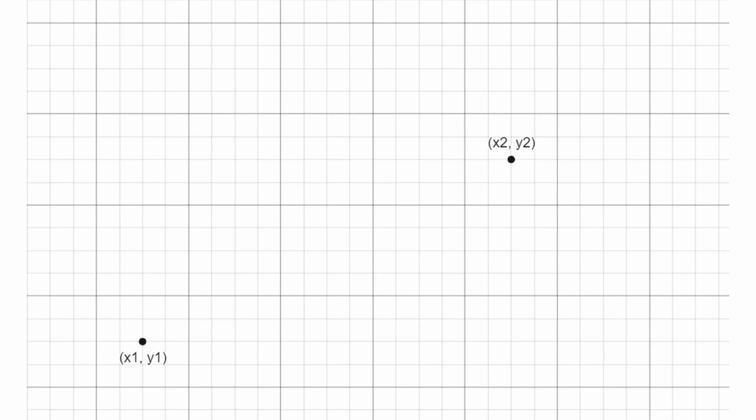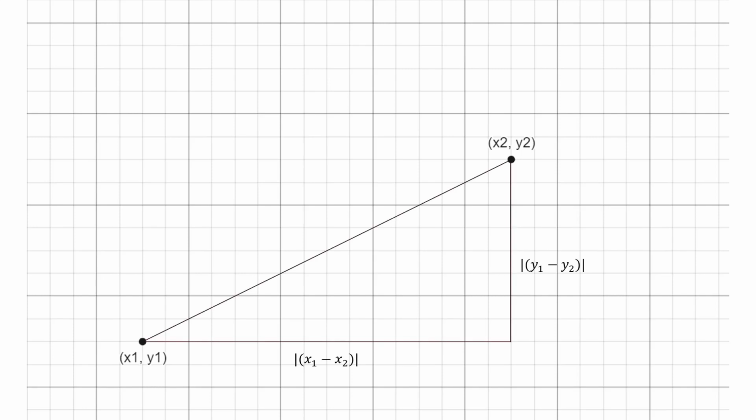Let's say we're at a point x1, y1 in the Cartesian plane, and we want to get to a point x2, y2 taking the shortest possible path. To figure out the length of this path, we could construct a right triangle where the hypotenuse is equal to the line segment between the 2 points, and where the length of the legs of this triangle are equal to the difference in our x values and the difference in our y values. Then we could use the Pythagorean theorem to calculate the length of the hypotenuse.